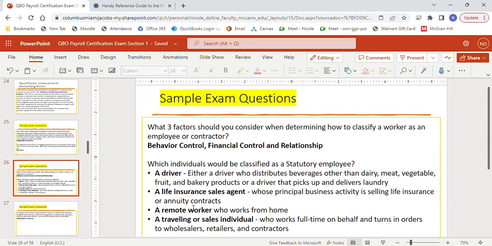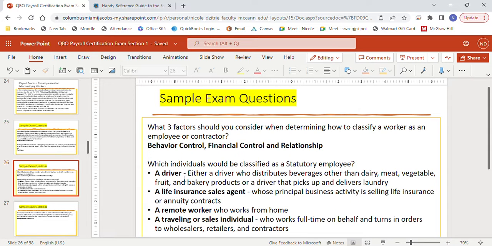What 3 factors should be considered when determining how to classify a worker as an employee or a contractor? The 3 factors are behavioral control, financial control, and the relationship. Which individuals can be classified as a statutory employee? Remember, we said that was the first. These 4 right here. I don't know if they're going to ask a question, and there might be 1 or 2 or 3 or 4, but make sure they fall under this.